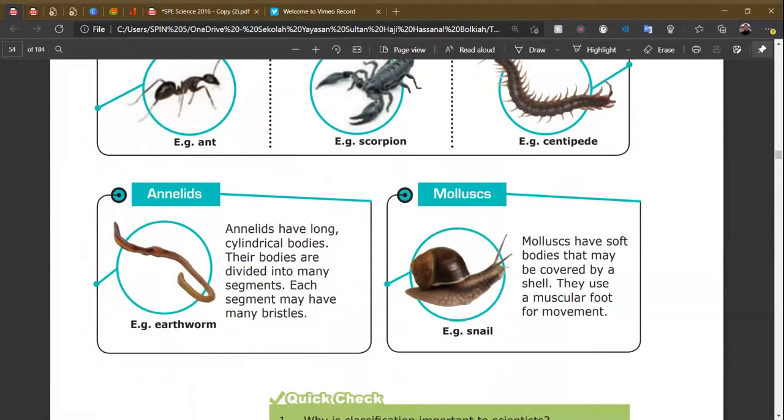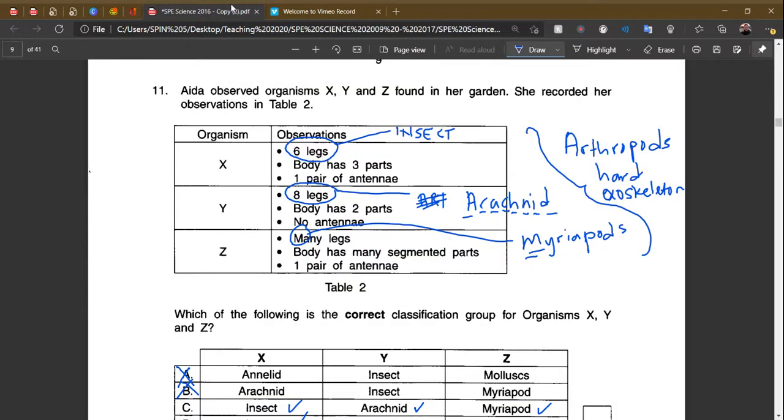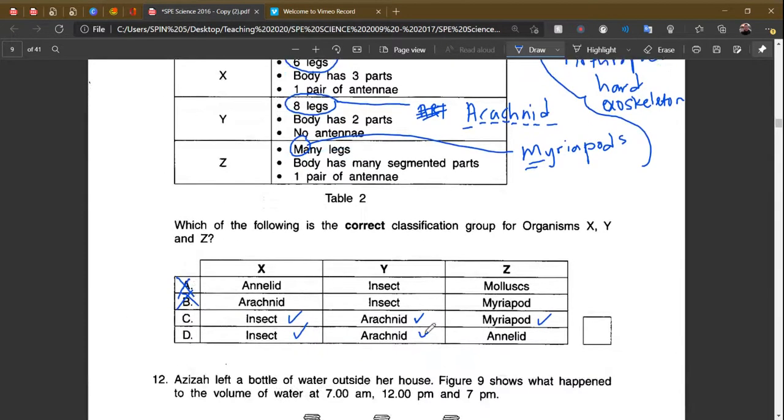In comparison, you have annelids and mollusks. So annelids have a cylindrical body, and most of the time they are worms, while mollusks are organisms such as snails. They are usually soft-bodied and have a shell. Therefore, the answer is again C.